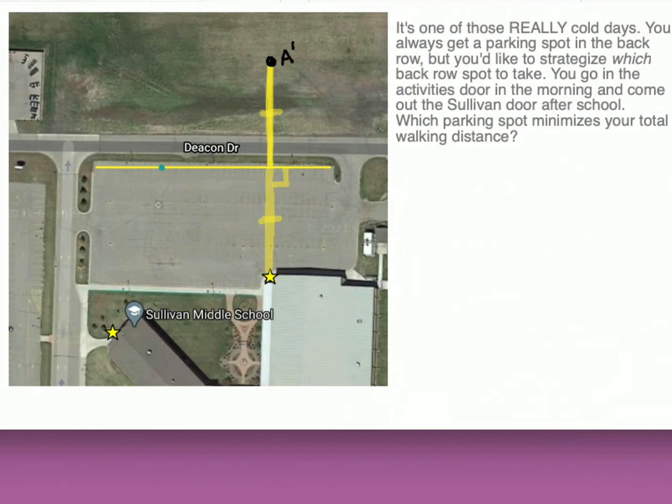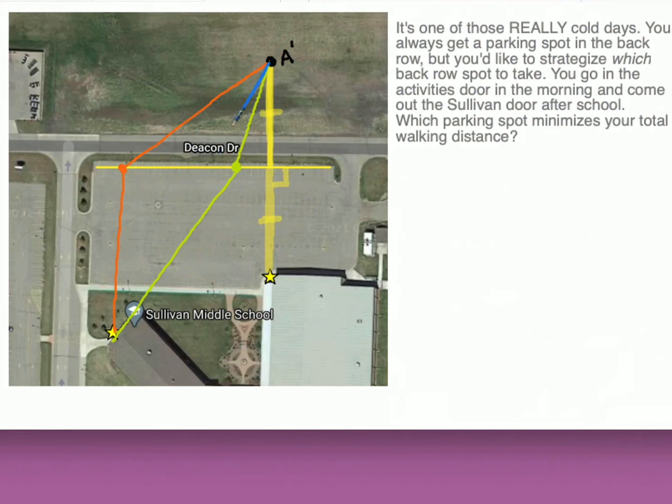And just one thing to think about: no matter where you park on here, the distance to walk to the activity door and the distance to walk to activity door prime would be the same. That's that perpendicular bisector theorem, right? And remember, we're trying to find the minimum distance. So if I parked here, I'd be looking at that total distance. If I parked here, I'd be looking at that total distance.